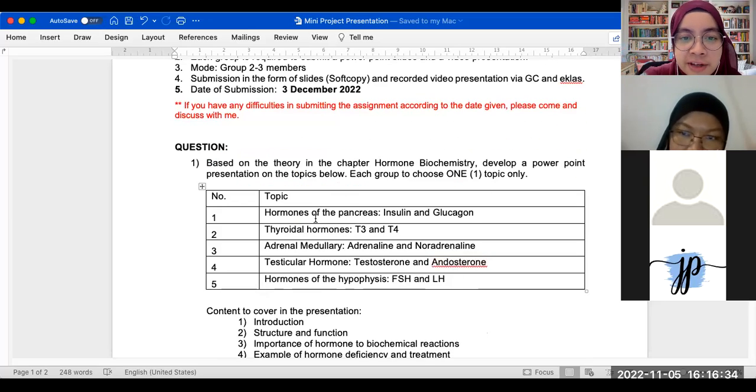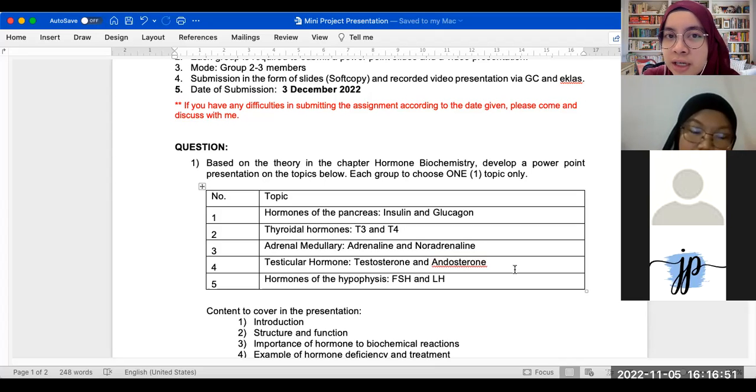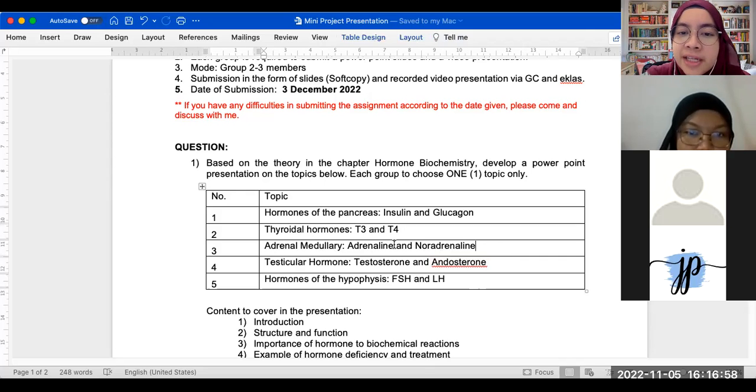So we have 5 different topics, and you need to choose one of them. We have hormones of pancreas, insulin and glucagon; thyroidal hormones, T3 and T4; and adrenal medullary, which is adrenaline or noradrenaline. If you are referring to US sources, they may have written it as epinephrine and norepinephrine. So it's basically the same.